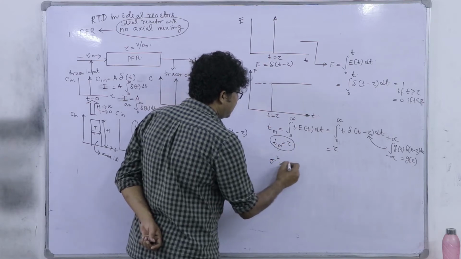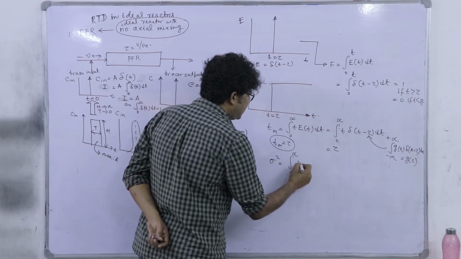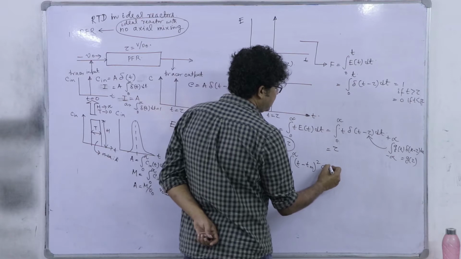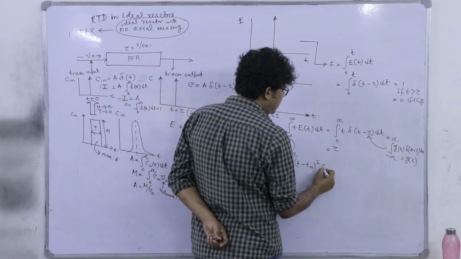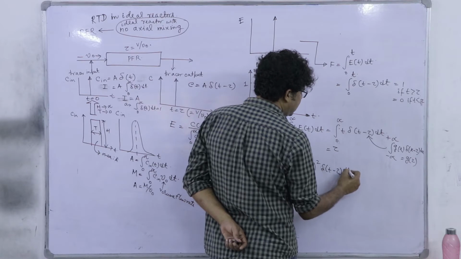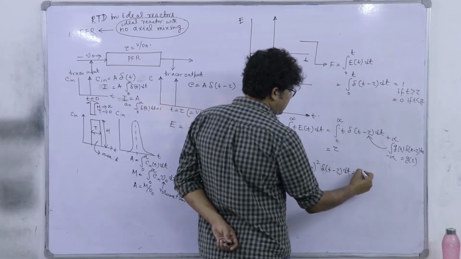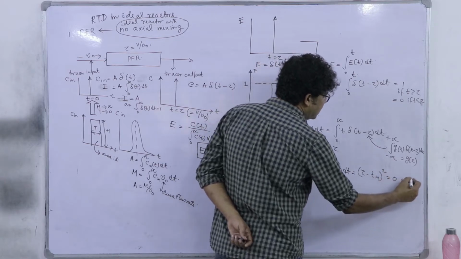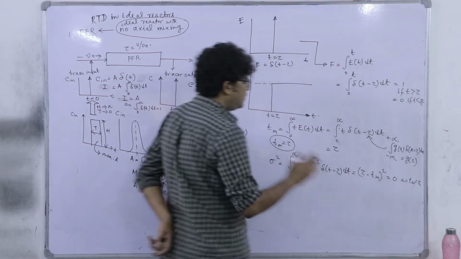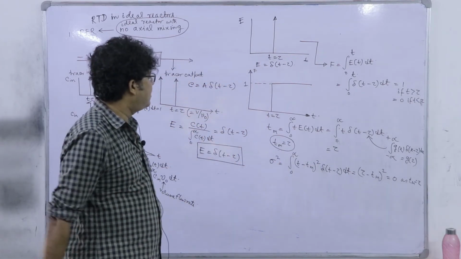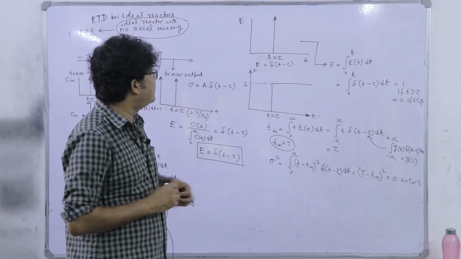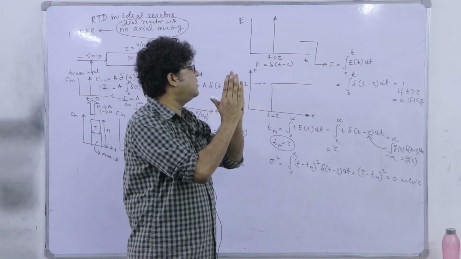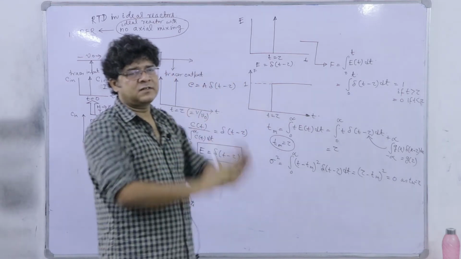and sigma square is the integral from 0 to infinity of (t minus Tm) whole square times delta of t minus tau dt. So it is (tau minus Tm) whole square, which is equal to 0 as Tm equals tau. So there is no spread, because sigma is a measure of the spread of this distribution. As we can understand, the Dirac delta function is a spike; it has no spread, it is perfectly compressed.